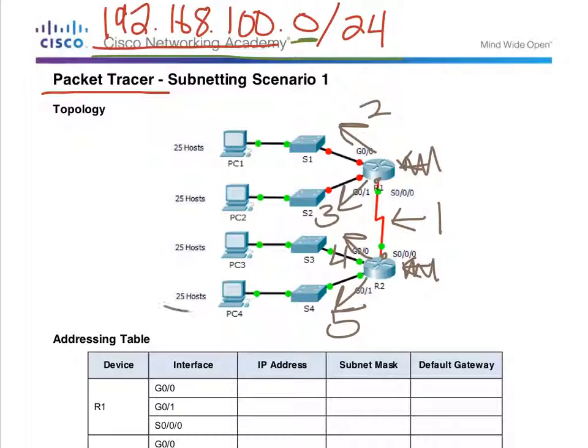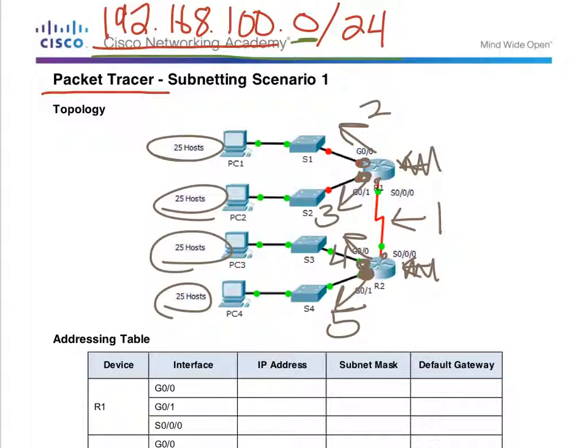And we have 25 hosts, plus we have to have an address for the router. Okay? An address for the router. So we really need 26 addresses out here, unless, you know, unless they say they're using one of those 25. So if we have 5 networks, and we have these 8 bits to work from.